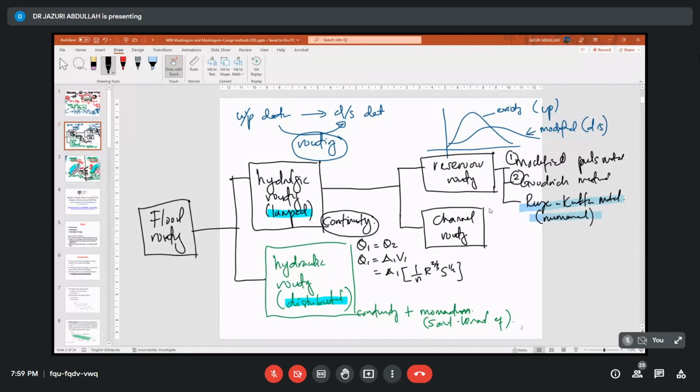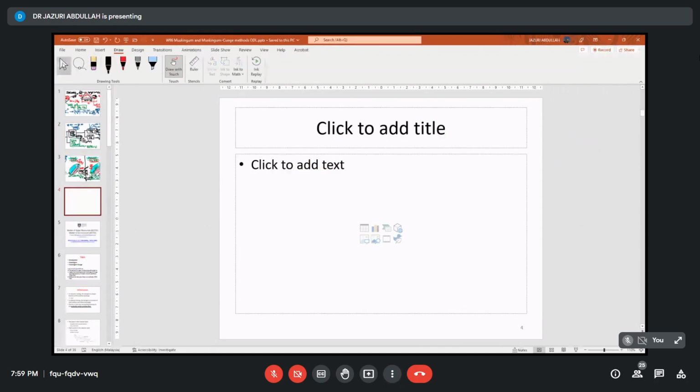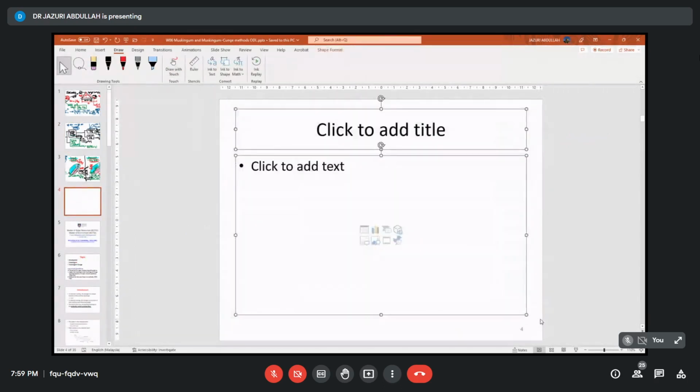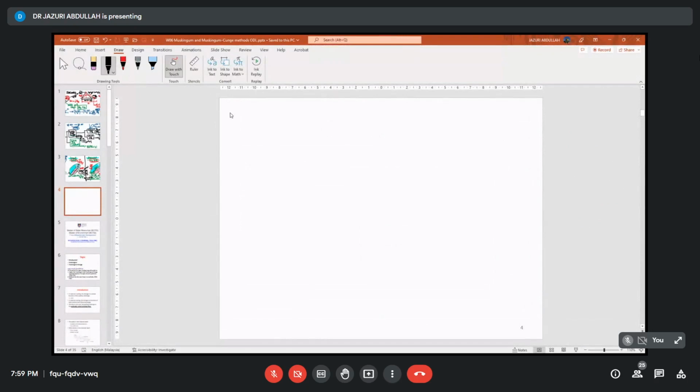Kalau channel routing ni selalunya kita panggil satu saja, kita panggil dia sebagai Muskingum. Okay, so Muskingum ni pun dia ada dua, satu Muskingum method, satu Muskingum-Cunge method, tapi kita akan go for the Muskingum method sajalah. Okay, so and then untuk kaedah reservoir, kenapa kita panggil dia sebagai reservoir dan juga channel routing, kalau kita tengok nama dia, sebagai reservoir routing. So satu lagi kita panggil sebagai channel.